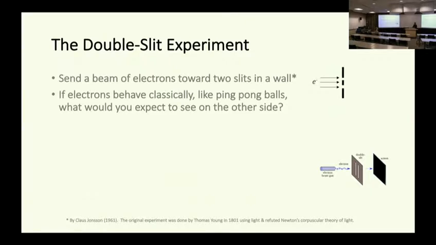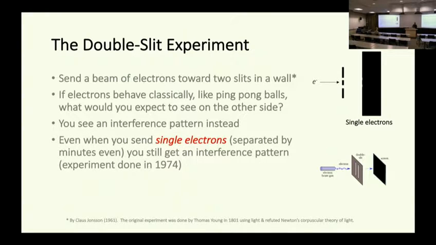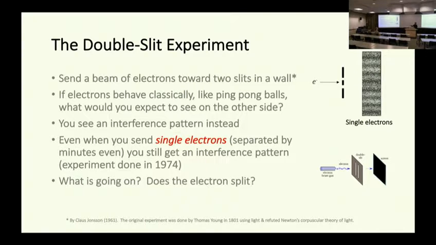And if electrons were classical particles, which means behaving like balls, then what would you expect? Well, you would expect something like that. So two slits, if you measure where electrons are striking, what you actually see is an interference pattern. Interestingly, even if you send a single electron separated by minutes, you will still see the interference pattern. So this experiment was done in 1974. So, like, what's going on? Does the electron split or something?